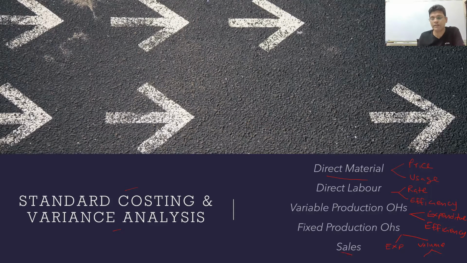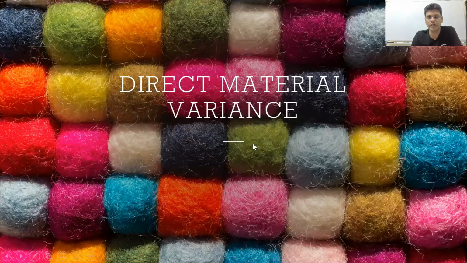Under sales variances also we have to calculate two types of variances, basically price variance and volume variance. So these are the types of variances that we are going to look at under this standard costing and variance analysis. So let's first and foremost move on to the first one, the direct material variance.